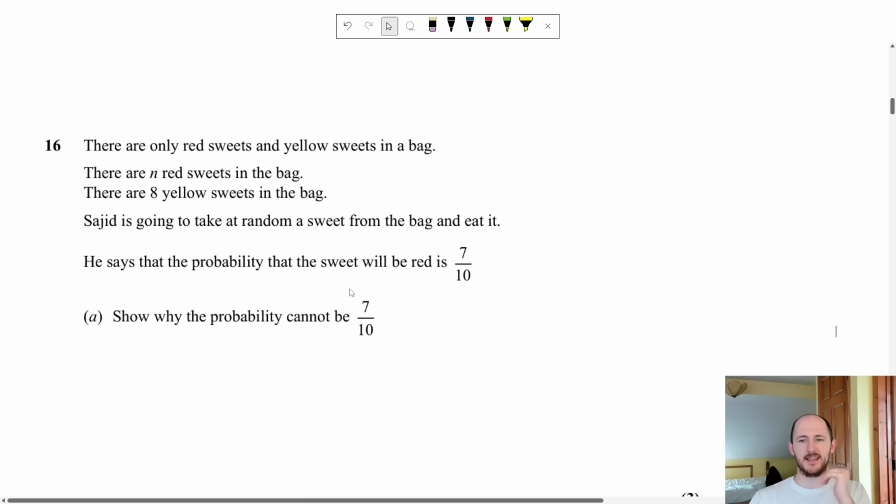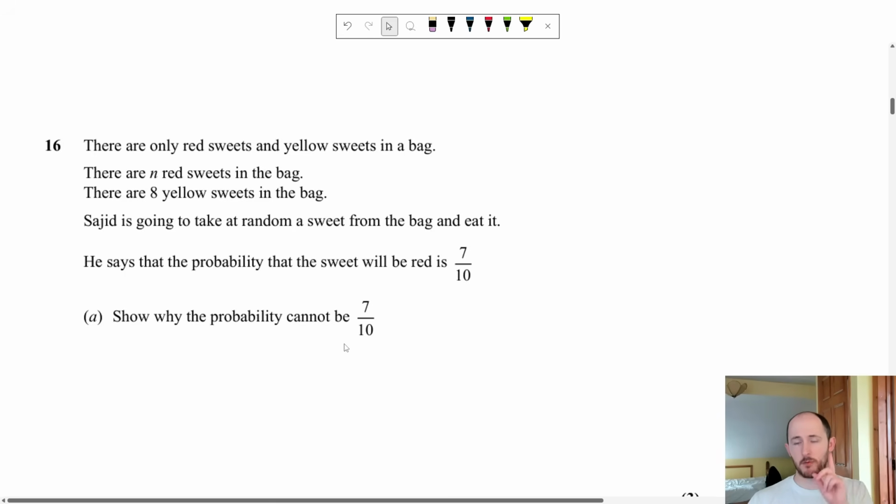The idea here is essentially the number of sweets should be an integer, right? So we have n red sweets. It's going to be like 1, 2, 3, 4, 5, etc. It's going to be an integer. And obviously 8 is an integer as well. However, if we use those two values, I'm willing to bet that our value for n is going to be a fraction. Because just from looking at this, you can probably see that there's no way we could simplify to 7/10 if we have 8 in the denominator. But either way, let's work it out.